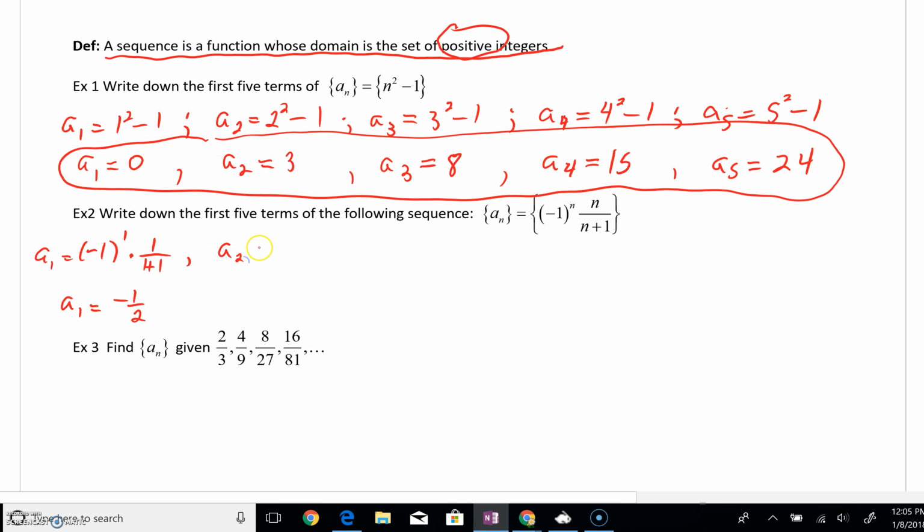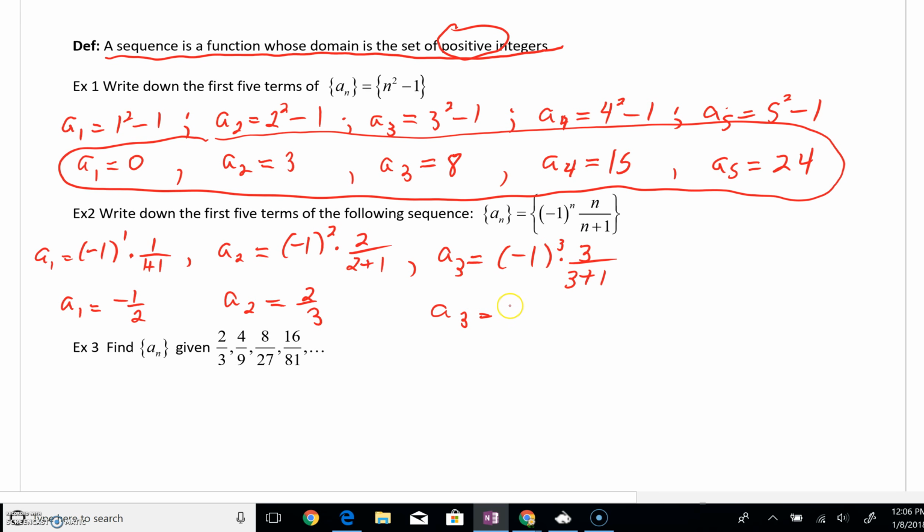How about a sub 2? Well, this would be negative 1 raised to that second power. You can see we're using this formula, and then n is 2, down below we'd have 2 plus 1. Negative 1 squared, of course, is positive, and we're going to have a positive 1, and then that's a 2 over 3. Continuing on, what about our third term? Well, that's negative 1 to the third, and then we'd have 3 all over 3 plus 1 down below, which is going to get you a 4. But once again, negative 1 to the third is going to be a negative 1 times 3/4. We're left with negative 3/4.